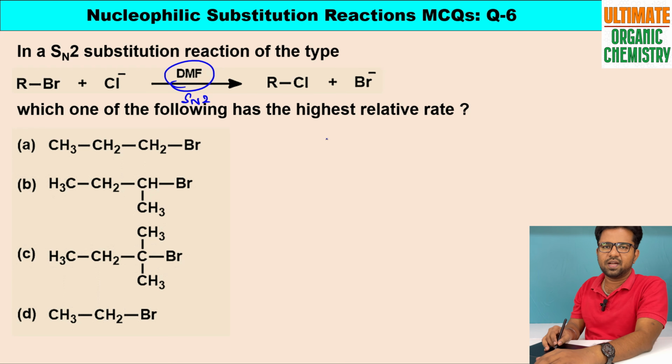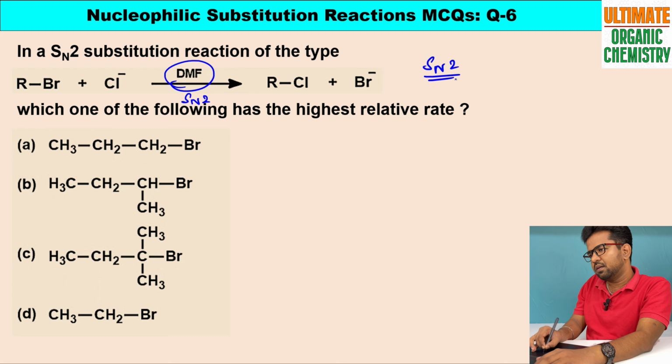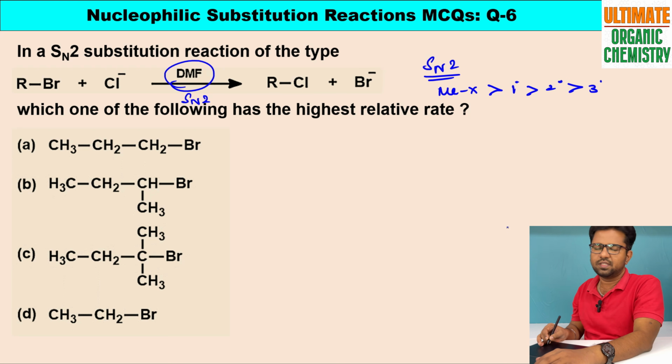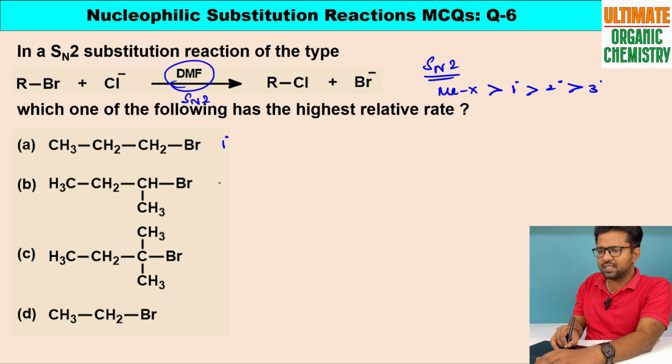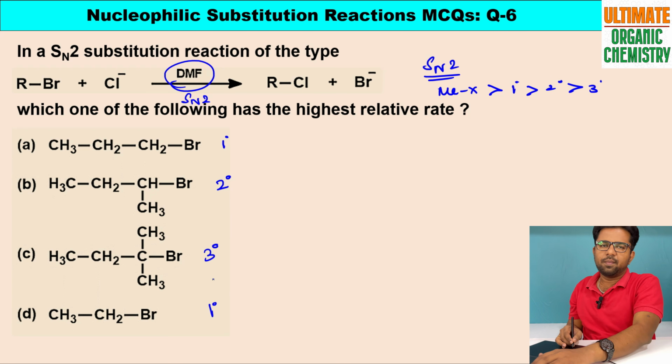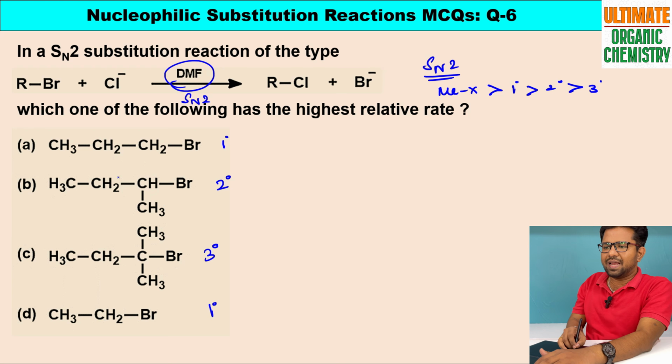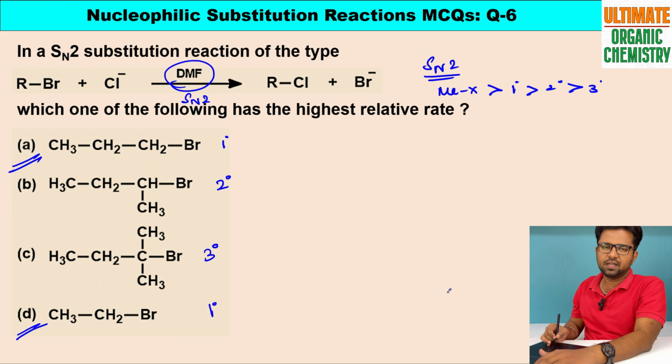Just before, I explained that in an SN2 reaction, methyl halide will be the most reactive, followed by primary, secondary, tertiary. So this is the reactivity order, and you need to identify the nature of all 4 alkyl halides. The first alkyl halide is primary, the second one is secondary, the third one is tertiary, and the fourth one is primary. So among the 4 species, primary alkyl halides are more reactive, that is species A or species D.